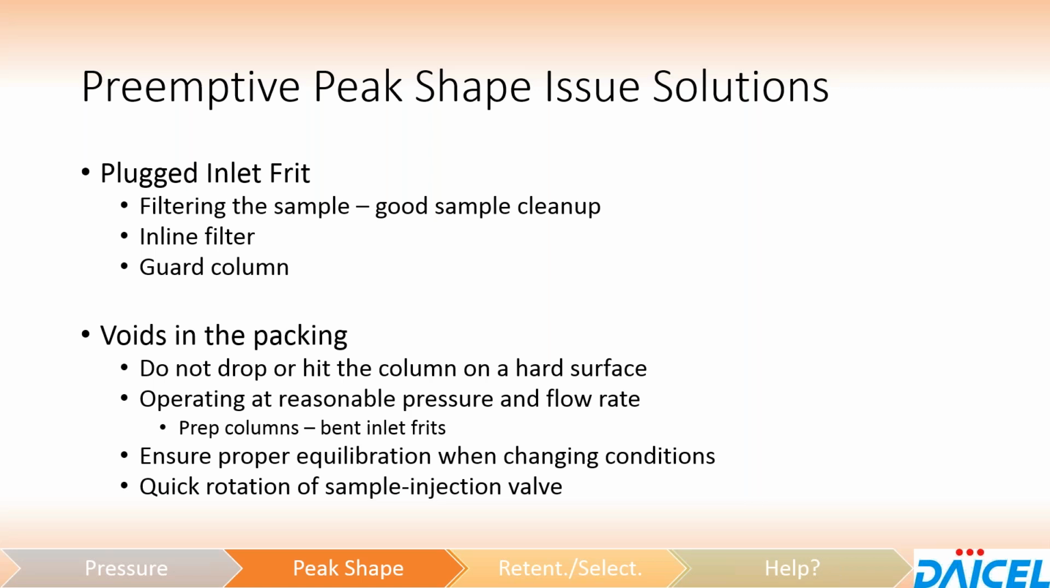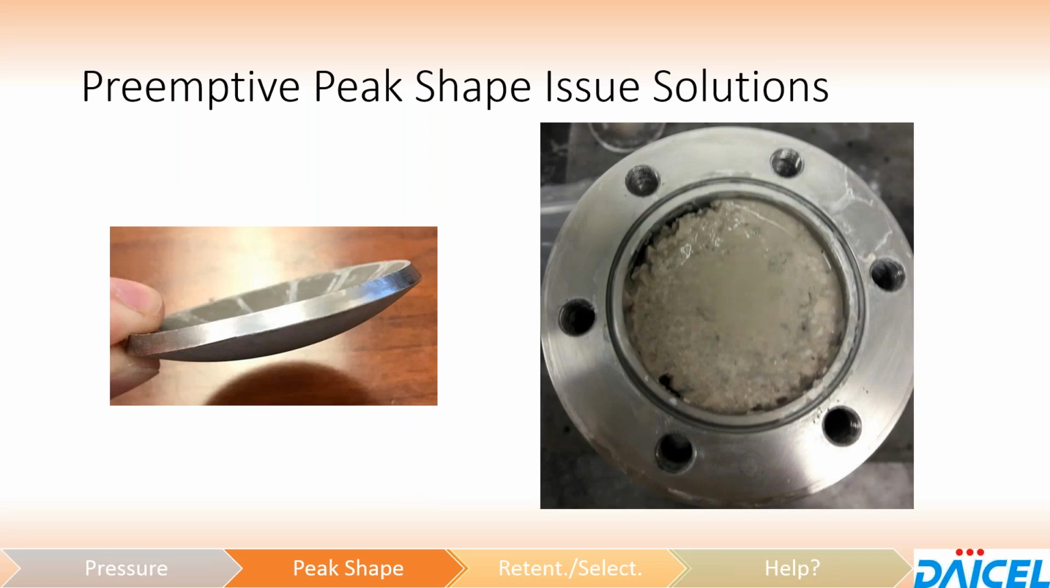And then one not necessarily related to the column itself or the method: make sure there is a quick rotation of the sample injection valve. This is not as big of an issue on the newer systems, but on some of the older systems in particular, it can be an issue, especially if you're trying to inject samples quickly. Just make sure that your instrument is set up properly to avoid some of these rather large pressure spikes as a result of slow rotation of this valve. So here is a picture, as I promised, of what a bent inlet frit looks like.